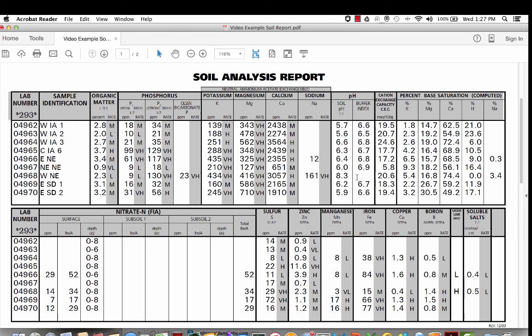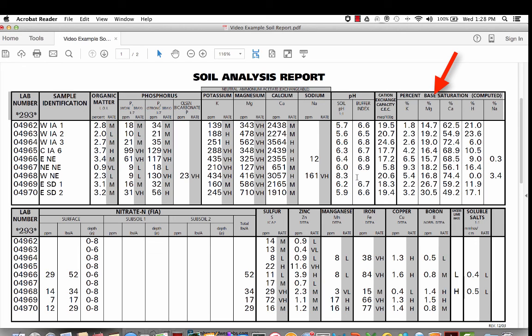Let's move on to our base saturations. When it comes to base saturations, we've kind of got a range that we're looking for in most of our soils. We'd like to see that potassium base saturation somewhere in that 3 to 6% range. On the magnesiums, I like to see those somewhere in that 12 to 15%. On the calciums, I'd like those to be at least 65%, somewhere in that 65 to 75% range.